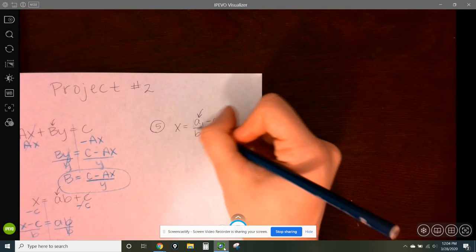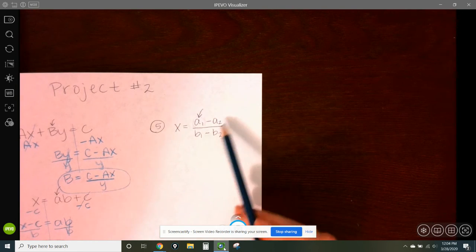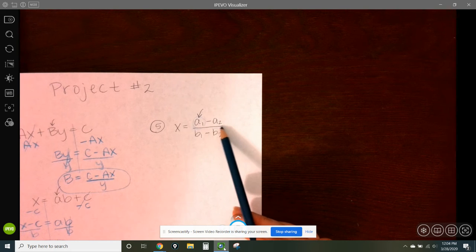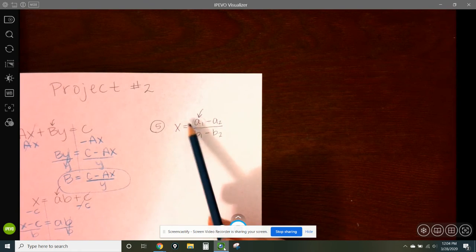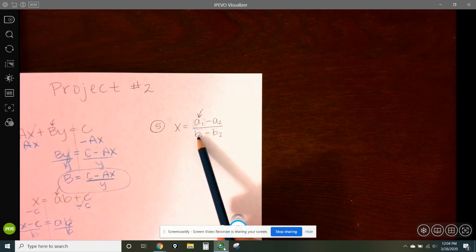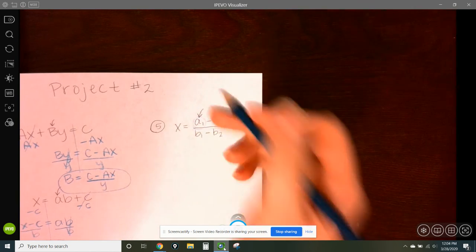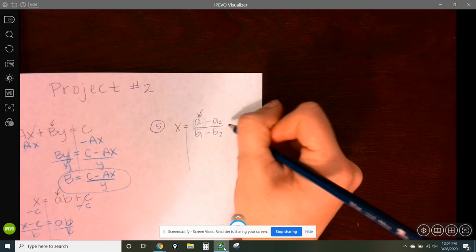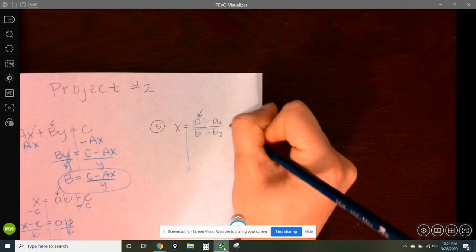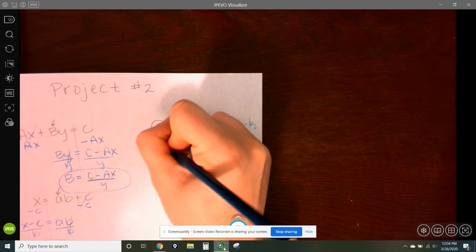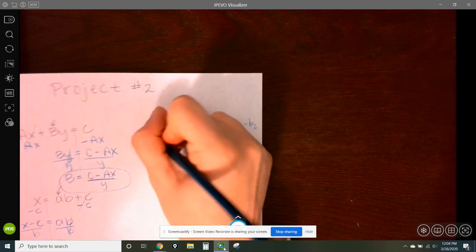So if I'm trying to get a1 by itself, before I can do anything else, I have to get rid of this denominator because I'm trying to solve for something in the numerator. So right now this whole numerator is being divided by b1 minus b2. So the opposite of dividing by b1 minus b2 is I'm going to have to multiply by b1 minus b2 on both sides. Multiply by that whole thing.